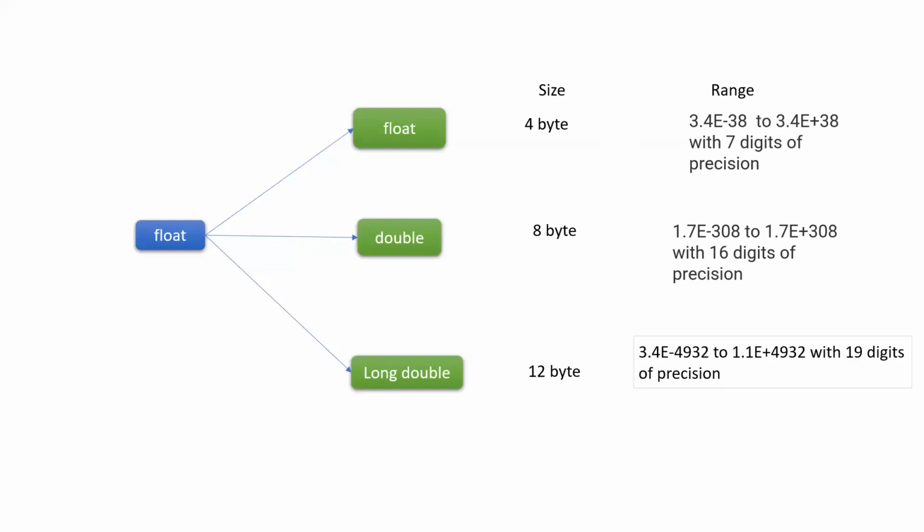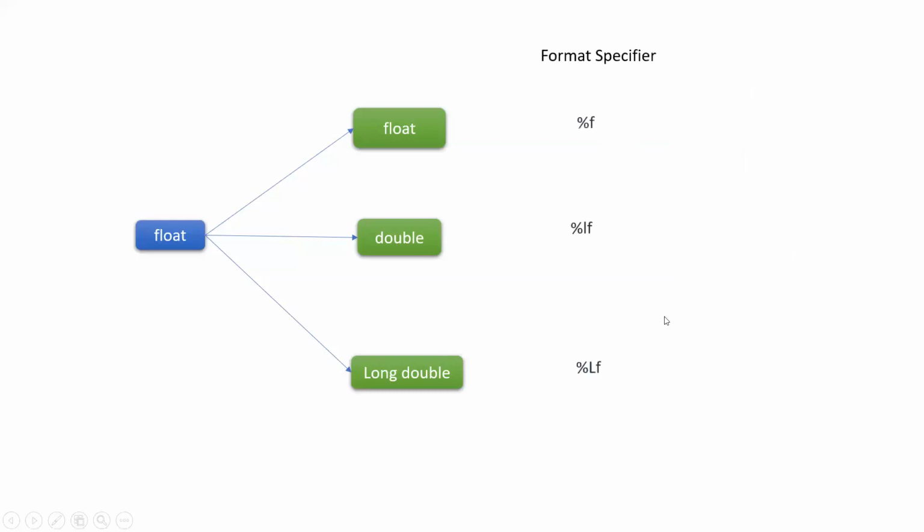In the case of float, it will be 7 digits of precision. In the case of double, it is 16 digits of precision. And long double, again, it is 19 digits of precision. Here again, it is system dependent how many bytes will be allocated. Based on that, the precision will also change.